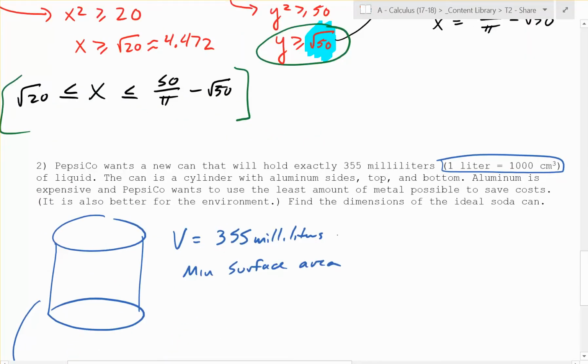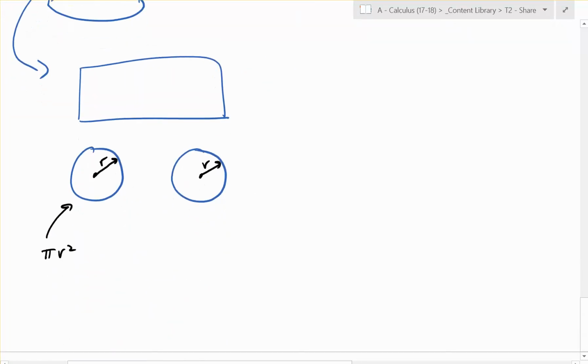Just as a side note, it is important to realize that a milliliter is equal to 1 centimeter cubed. It's important to note that. So the amount of aluminum in the top is going to be pi r squared.